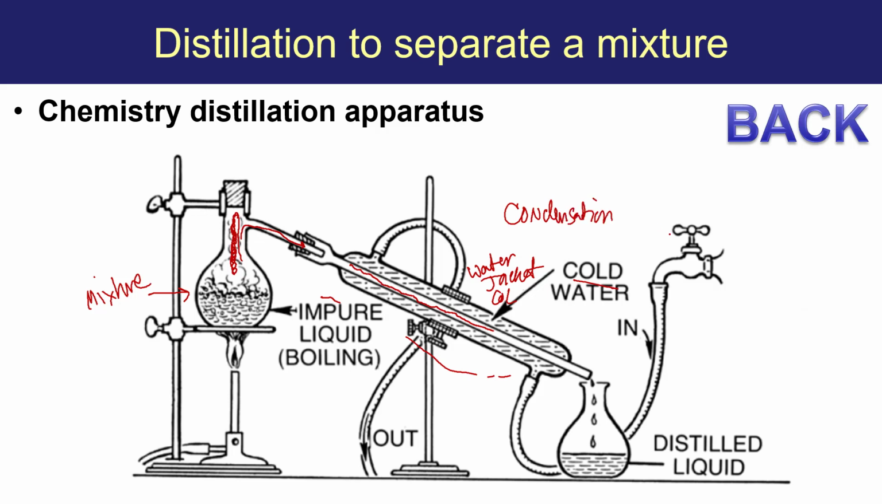condensation. You guys should know condensation is when you have a gas that changes phase to a liquid. So what's happening is it travels down the water jacket, the cold water here, causes the hot gas to condense, and we recapture what we call the distilled liquid, which is a purified alcohol.